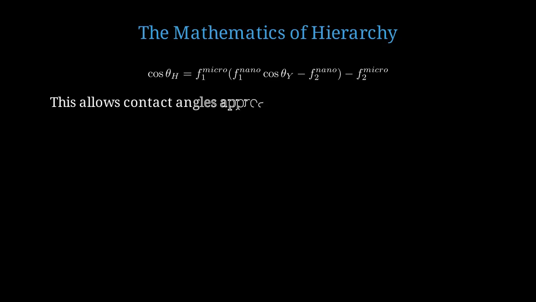For hierarchical structures, the Cassie equation becomes nested. Cosine theta h equals F1 micro times the quantity, F1 nano, cosine theta y minus F2 nano, all minus F2 micro. The micro and nano contributions multiply together. This hierarchical amplification allows contact angles approaching 180 degrees with extremely low contact angle hysteresis.